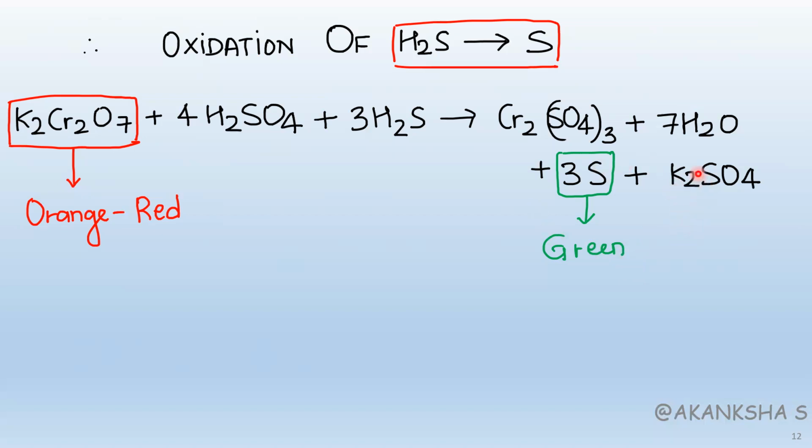This is how we carry out the oxidation of potassium iodide to iodine and hydrogen sulfide to sulfur in the acidic medium of potassium dichromate. Refer to the other videos of potassium dichromate to get a clear picture on how things are working.